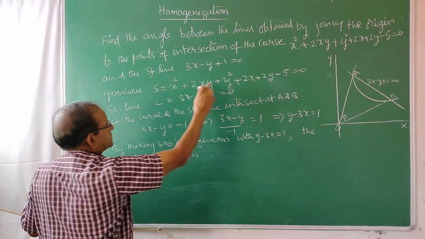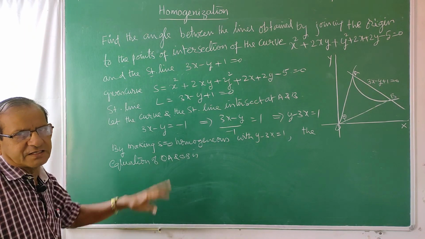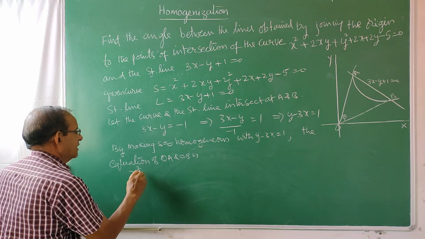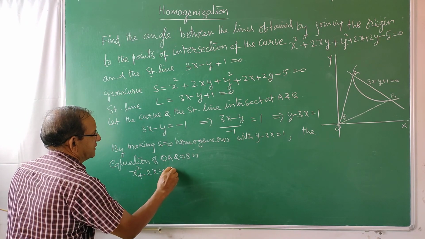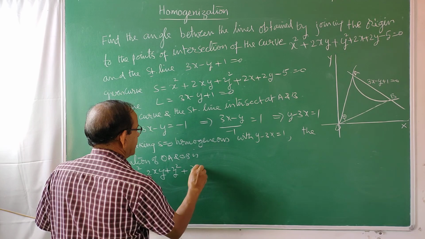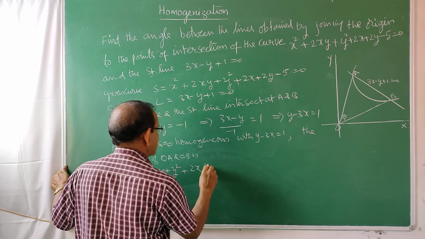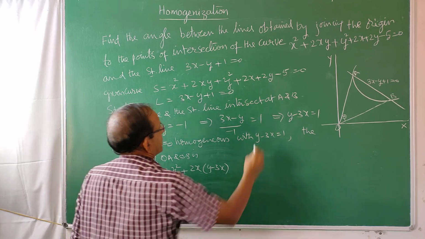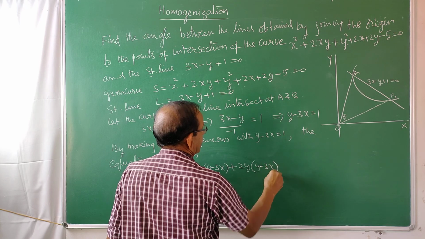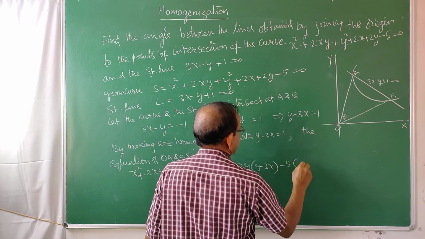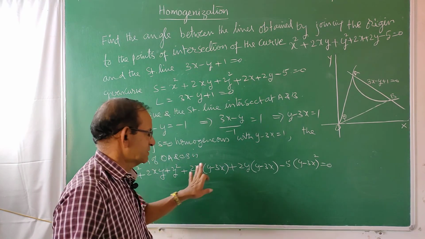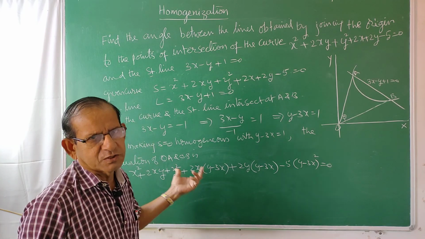The x square, 2xy and y square terms you need not change because they are already second degree terms. You only have to change these three, that is x square plus 2xy plus y square plus 2x into 1, where 1 means you have to write y minus 3x, plus 2y into 1, 2y into y minus 3x, minus 5 into 1 square, you have to write y minus 3x whole square is equal to 0. Now you have to simplify this equation, and you will get a second degree homogeneous equation.